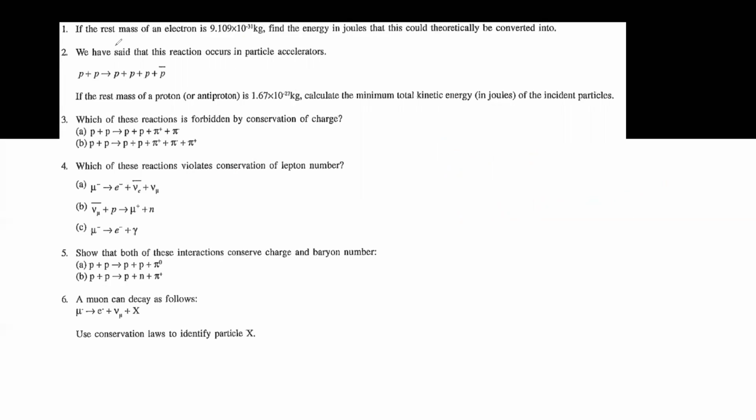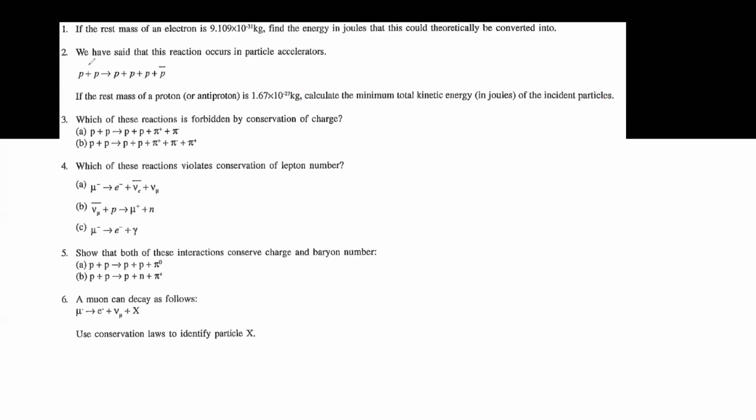In the next one, as we have said that the reaction occurs in particle accelerator, that proton and proton. For example, two protons give two protons, one more proton and antiproton. If the rest mass of a proton or antiproton is 1.6 exponent minus 27, calculate the minimum total kinetic energy for the incident particles. So how can we find the minimum kinetic energy for incident particle?